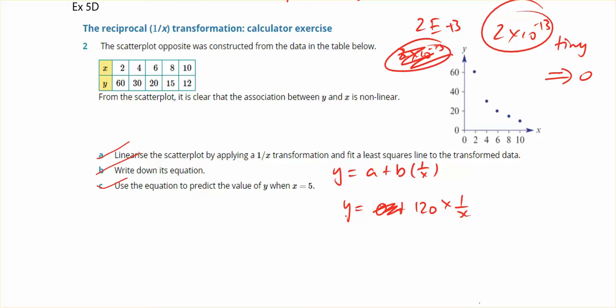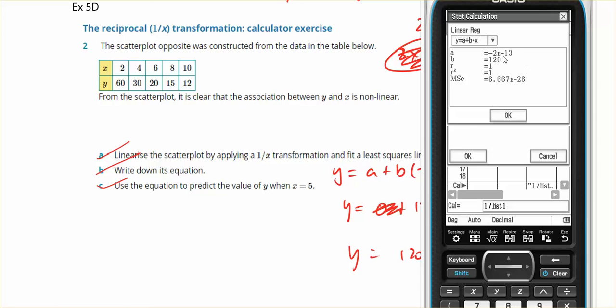So we've done that, and use the equation to predict the value when x equals 4. Simply go y equals 120 times 1 divided by 4, which equals, I can do this in my head, 30. So what you might be confused about is what that e thing means. It just means 2 times e to the negative 13, which is a really tiny number.